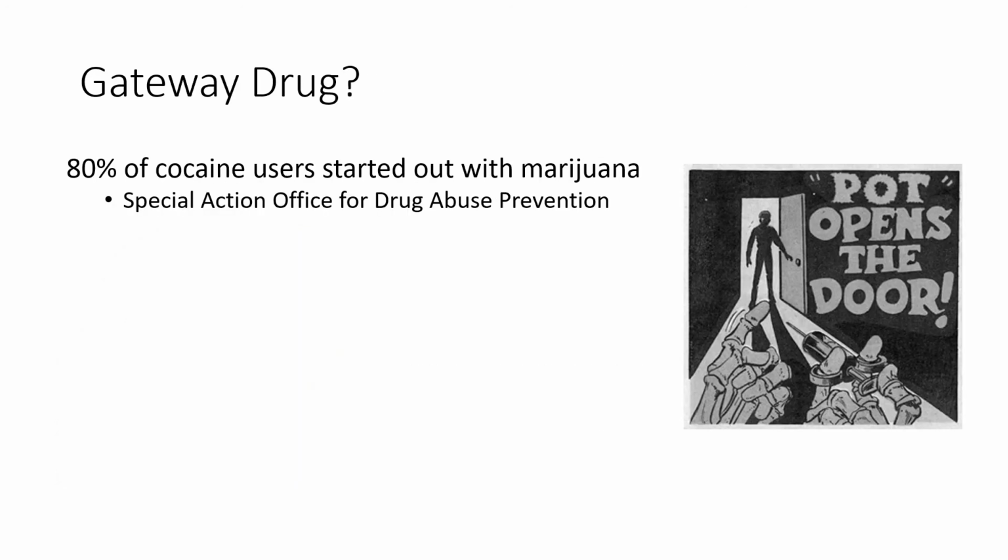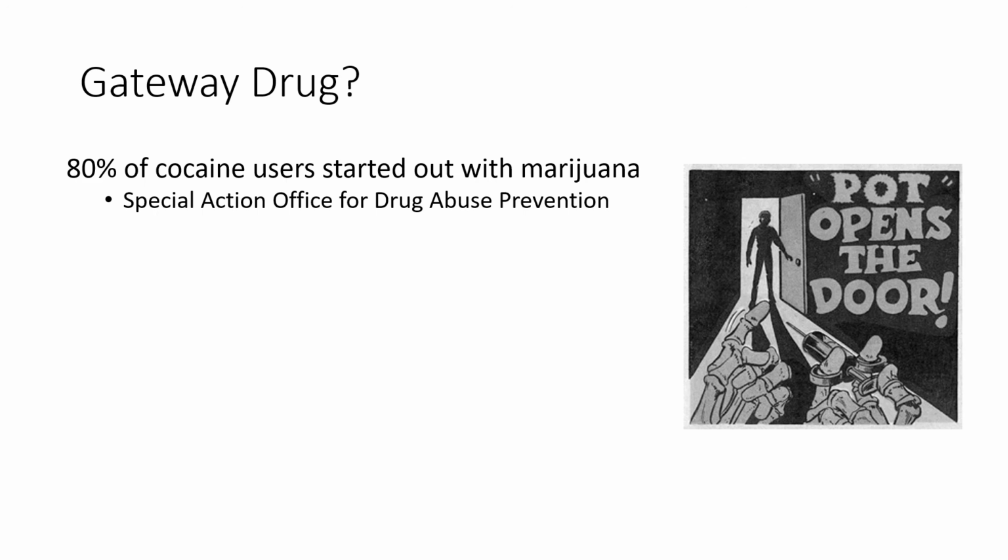Let's look at it though from a drug standpoint. So is marijuana, is weed, a gateway drug? Well, 80% of cocaine users started out with marijuana. So 80%, that's pretty high. This is the Special Action Office for Drug Abuse Prevention talks about this. How 80% of cocaine users started out with marijuana. I bet 80% of cocaine users, actually probably 100% of cocaine users drank water.